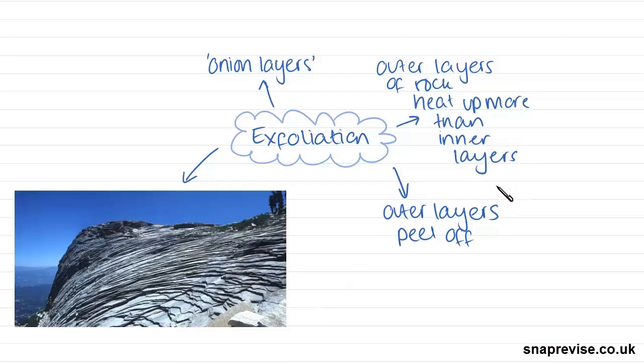So because of this difference in heating up and cooling down, this causes the outer layers of the rock to peel off over time, such as we can see in this photograph here. So to summarise exfoliation, it's this rapid heating and cooling of rock which causes the outer layers to peel off because they're heating up more than the inner layers.